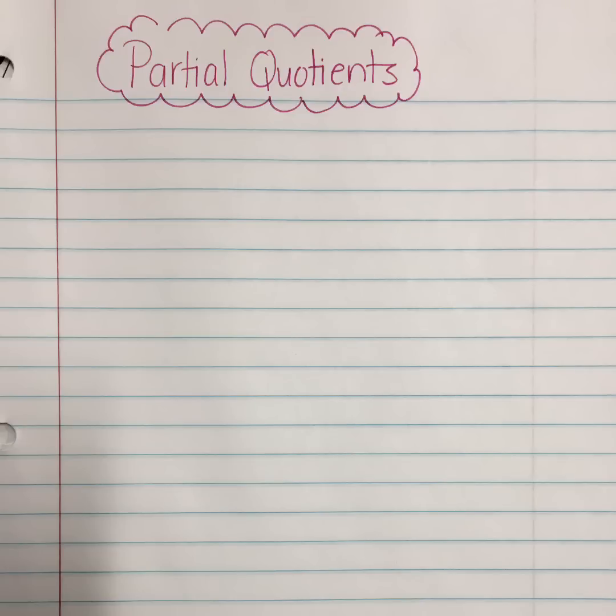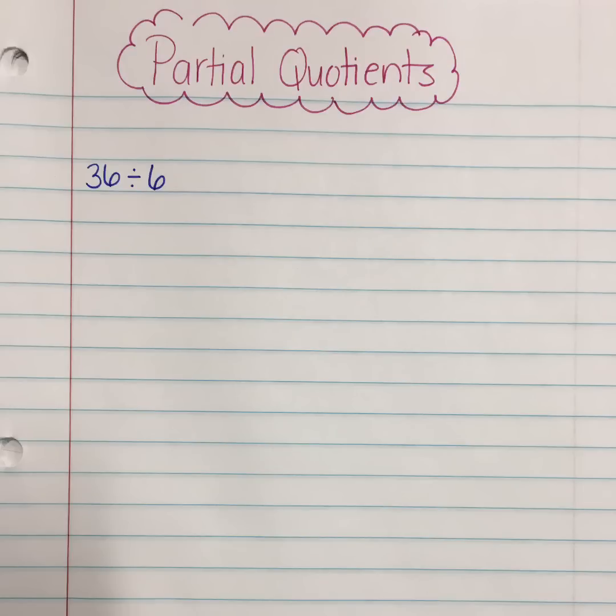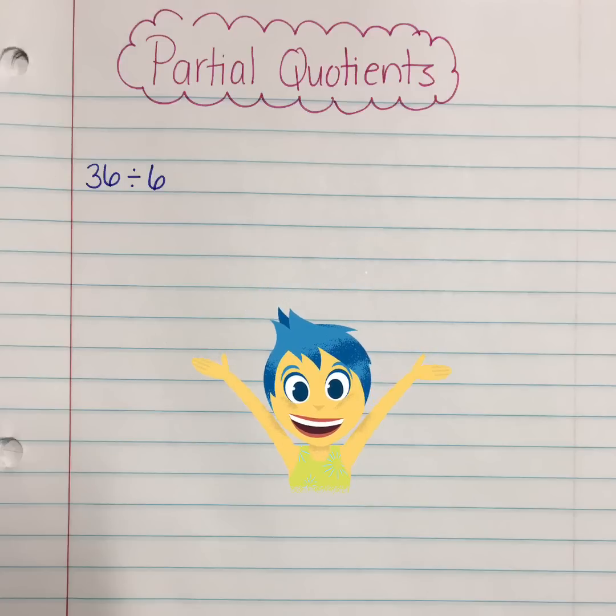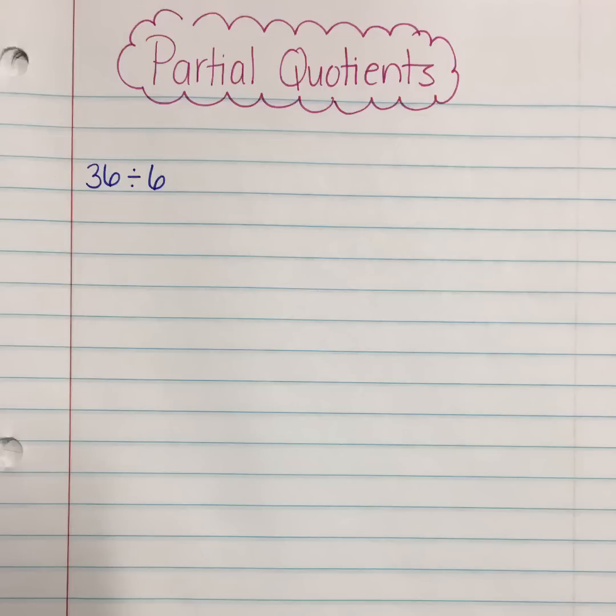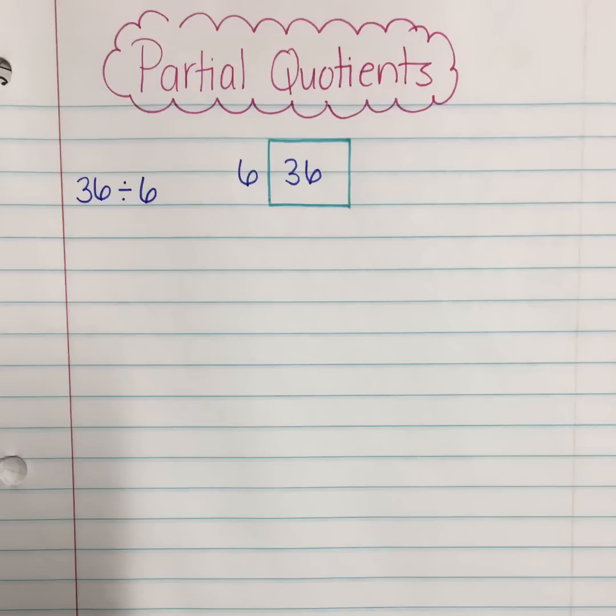So if Maya bought 36 stickers from a roll that had 6 stickers in each segment, and you want to know how many segments she had, what's the division problem? Write it down. Excellent. If you said 36 divided by 6, you are right. So now you're probably wondering, what does this have to do with partial quotients? Well, let's get there. Let's start with an array, like this one.